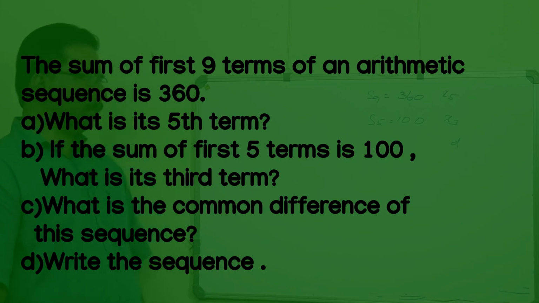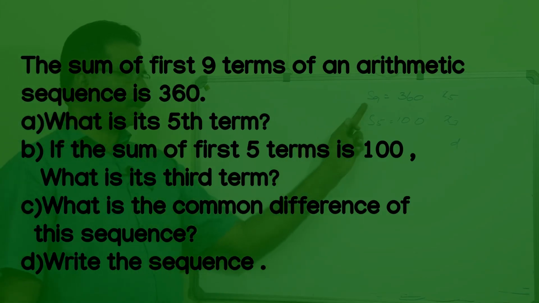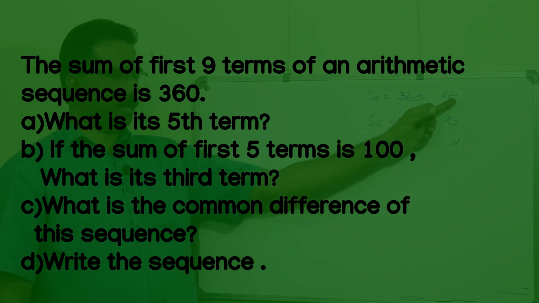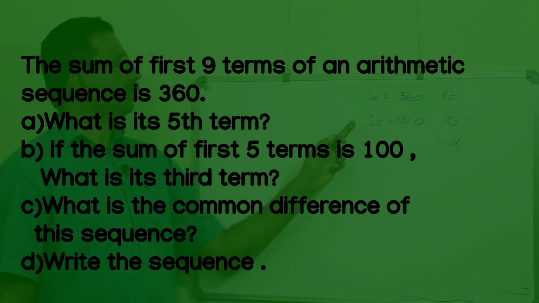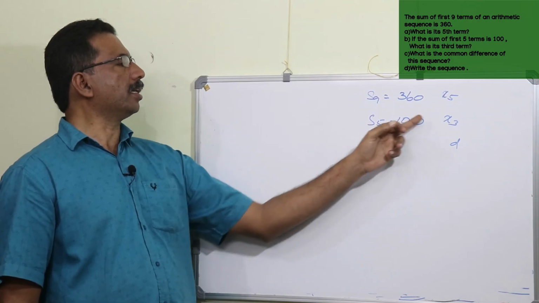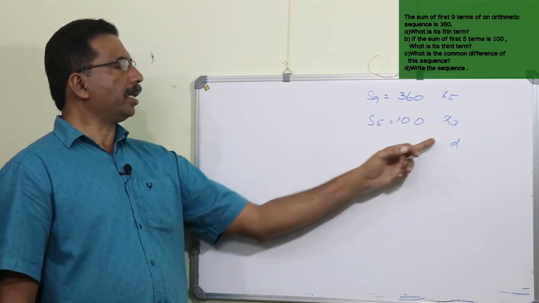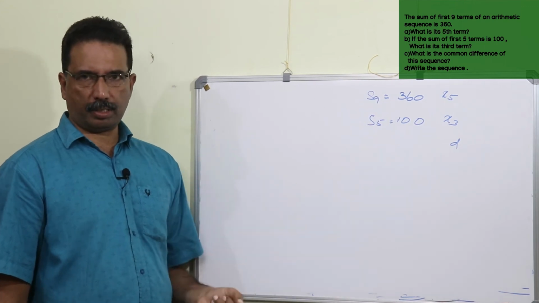ചോദ്യം ഒന്ന് ശ്രദ്ധിക്കുക. In a sequence, sum of the first 9 terms is 360. What is the fifth term? Sum of the first 5 terms is 100. What is the third term? And what is the common difference? Write the sequence. This is the question.